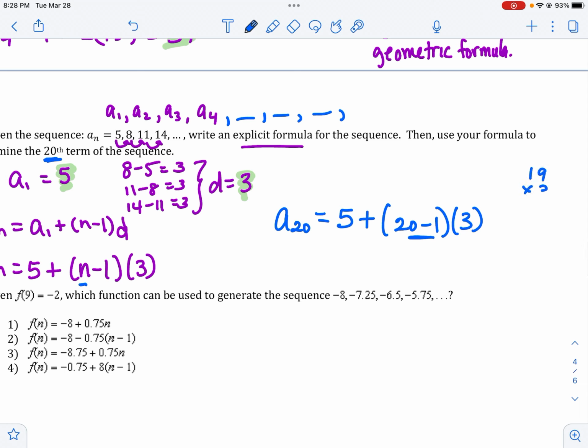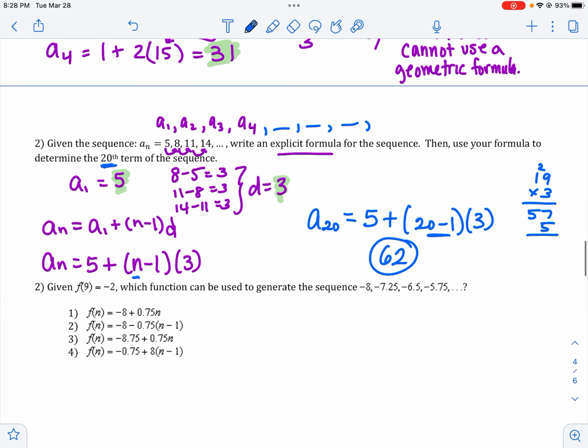What's 19 times 3? Too lazy to get the calculator. 57. Add the 5. You get 62. Final answer. They wanted the explicit formula and they wanted the 20th term. Okay.